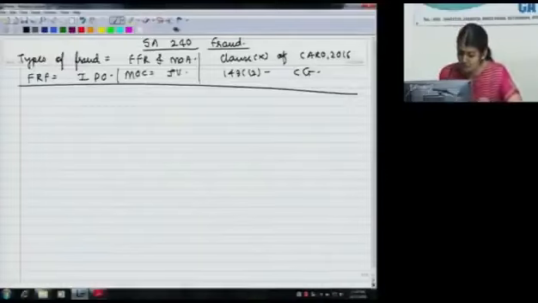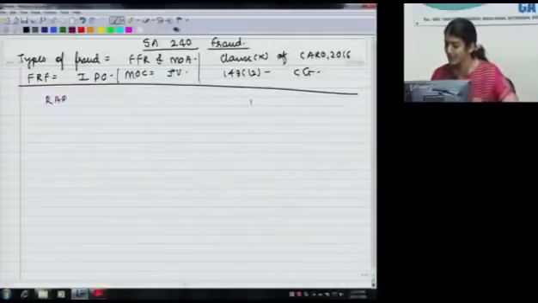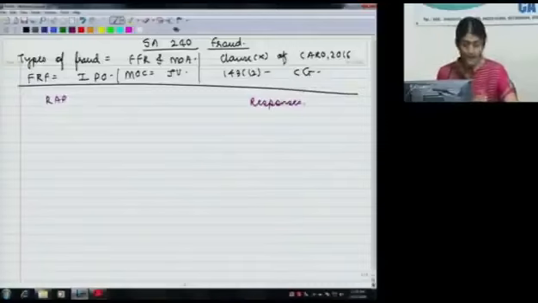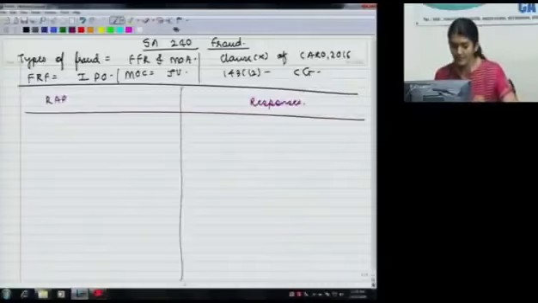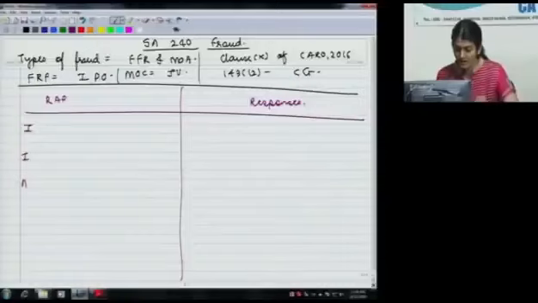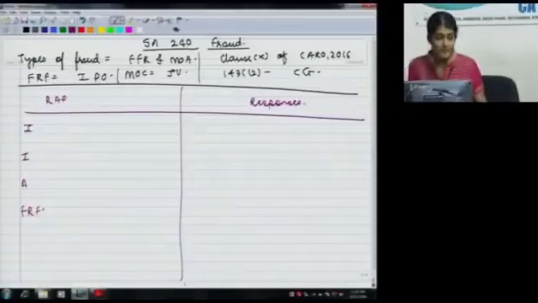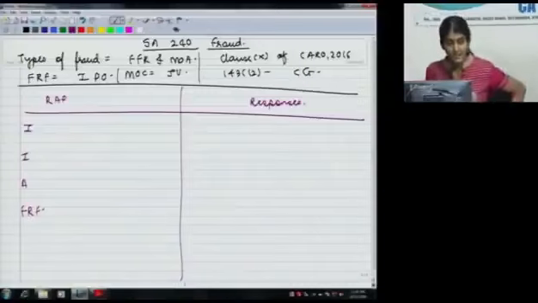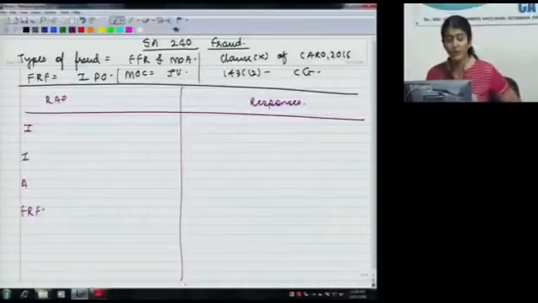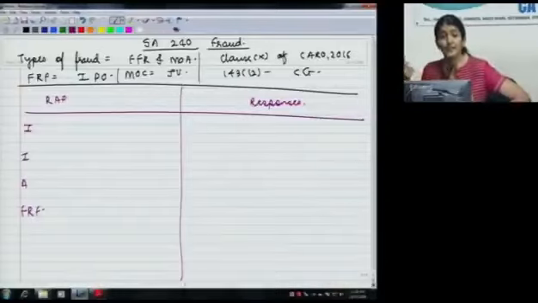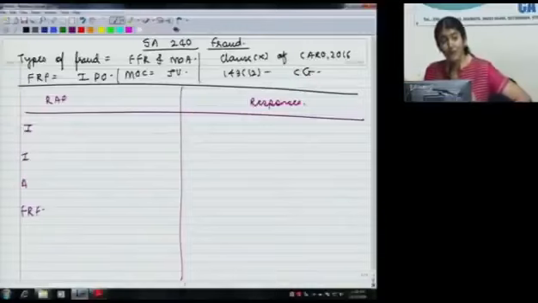And then we talked about the risk assessment procedures and the responses in SA 240. Right, the risk assessment procedures were IIAFRF: inquiries of management and others within the entity, inquiries of TCWG, analytical procedures, and the evaluation of the fraud risk factors. Inquiries of management: have they done the risk assessment due to fraud? What are the responses of the management to the risk assessed?